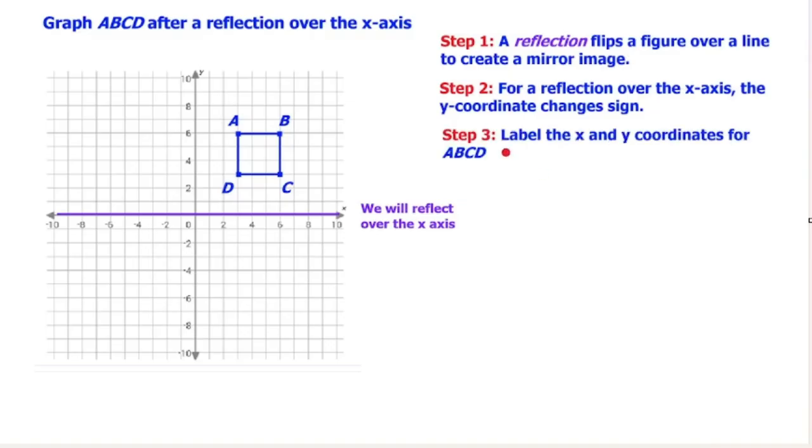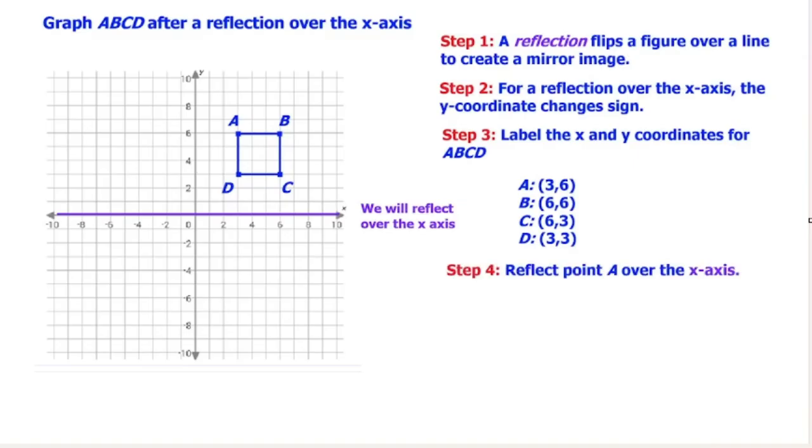So label the x and y coordinates for A, B, C, D, the ones we have, so that we know what they are. So A, we could see is 3, 6. B is 6, 6. C is 6, 3. D is 3, 3. Okay? Those are x and y coordinates.